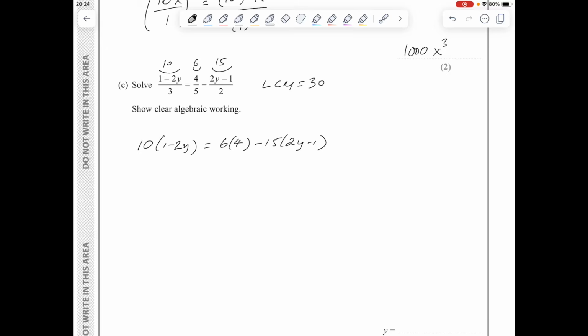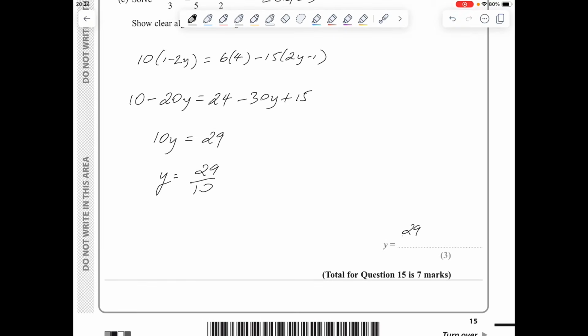So now let's expand. 10 minus 20y is equal to 24 minus 30y plus 15. Let's collect all the y's to the left. So 10y equals 29. So y is equal to 29 over 10. And that's the final answer. Now, if you want, you can write it as a decimal 2.9 or even as a mixed fraction 2 and 9 over 10.